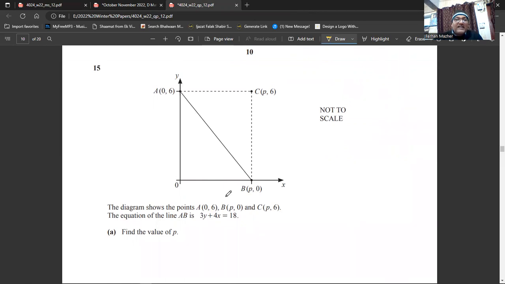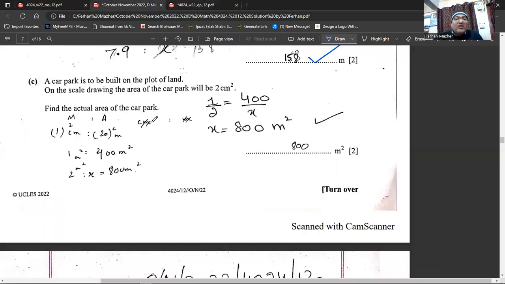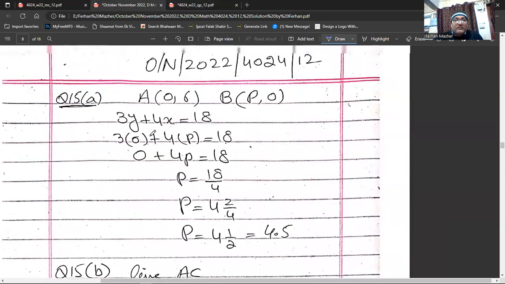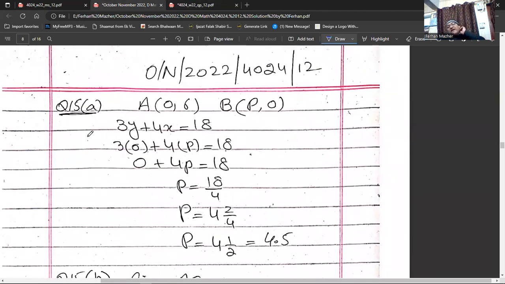I know the equation of this line, which is 3y plus 4x equals 18. The B point lies on this line. So in the place of x, put P, and in the place of y, put 0 in this equation, and automatically you will find the value. So here we go, because the A point is (0, 6), the B point is (P, 0), and 3y plus 4x is equal to 18. That is the equation of the line AB. Because the B point is on this line, it will satisfy this equation. So in this equation, in the place of x, put P, and in the place of y, put 0.